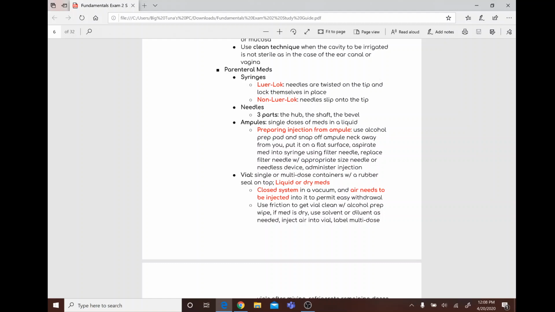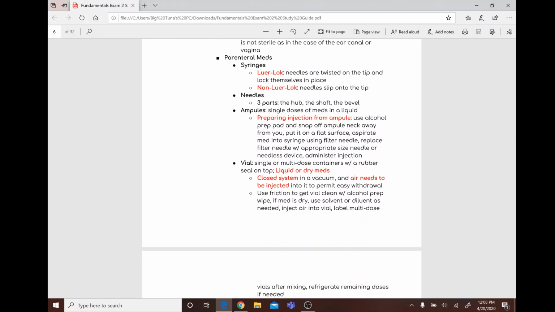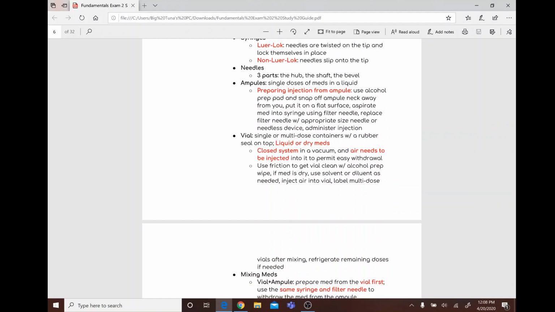Alright, how are we going to prepare injections from an ampule? Use an alcohol prep pad and snap off the ampule neck away from you. Put it on a flat surface. Aspirate med into the syringe using a filter needle. Replace the filter needle with an appropriate size needle or needleless device and administer the injection.